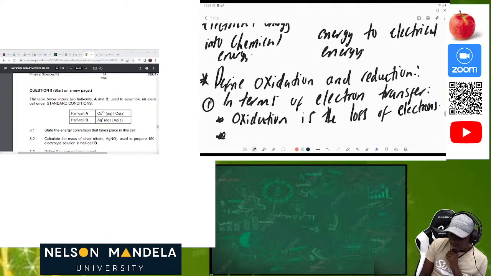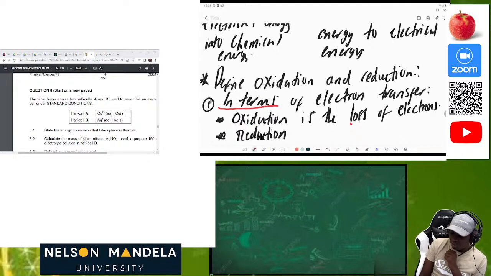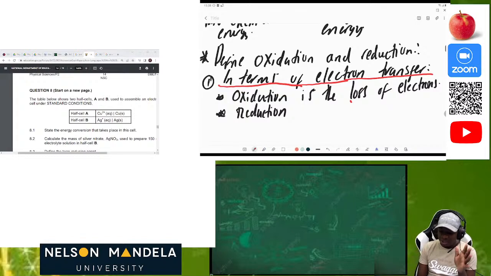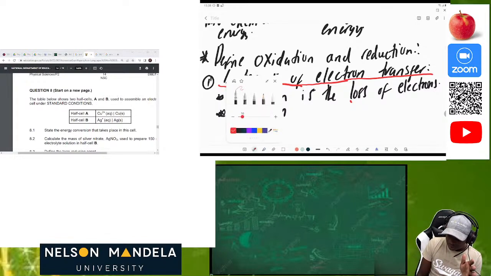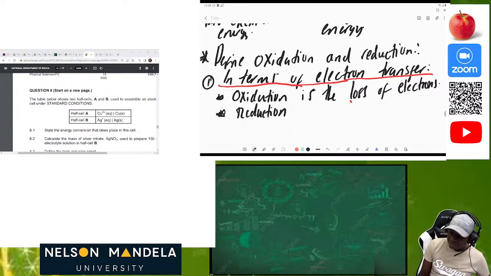Then we must also be able to define reduction in terms of electron transfer. Let me underline this part, which is so crucial: when they say define oxidation or reduction in terms of electron transfer, you must define oxidation as the loss of electrons. Now if oxidation is the loss of electrons, what is reduction? It is the gain of electrons.